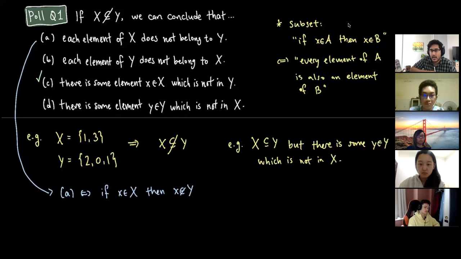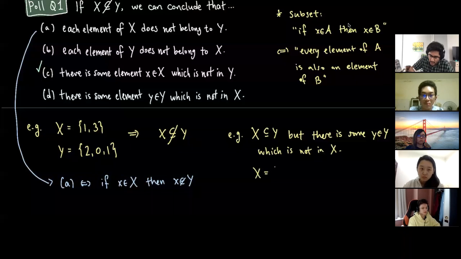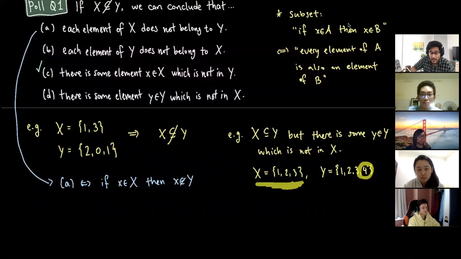Does anybody have an example for this? An example of sets X and Y. Yeah, good. Daniel gave an example. So X is {1, 2, 3}, good, and Y is {1, 2, 3, 4}. So in this case, 4 is an element of Y that's not in X, and yet X is still a subset of Y. So D isn't true.